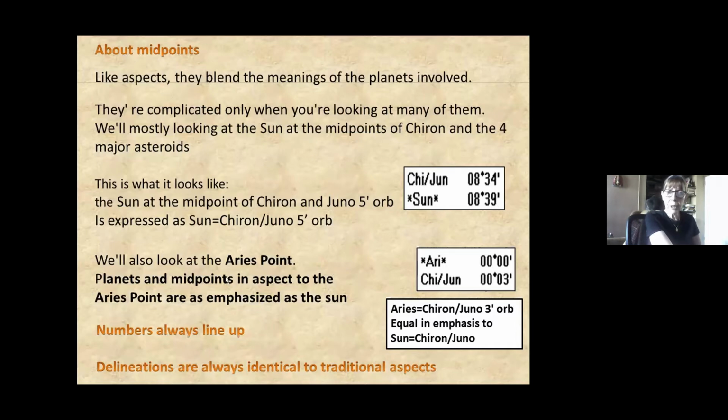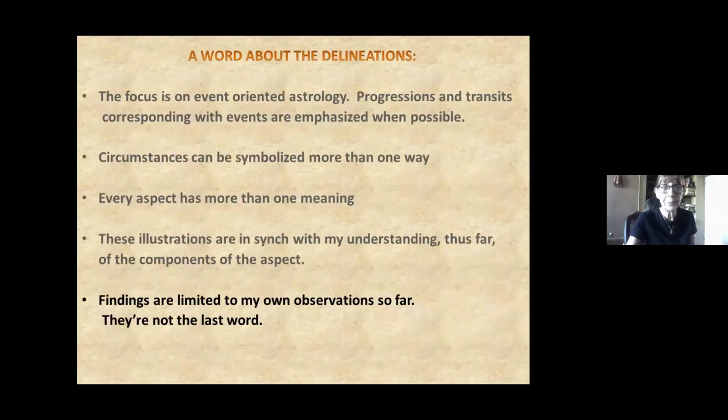The other point we're going to look at is the Aries point at a midpoint. Planets and midpoints that aspect the Aries point are identical in influence, in importance, as midpoints that include the sun. So when Aries is at the Chiron-Juno midpoint, this is the way it's expressed. Aries equals Chiron-Juno, and we give it the 3-minute orb. You'll see the numbers all line up, whether we're looking at a dial or a sort. So it's complicated and easy at the same time. And what's the most important part is the delineations are identical.